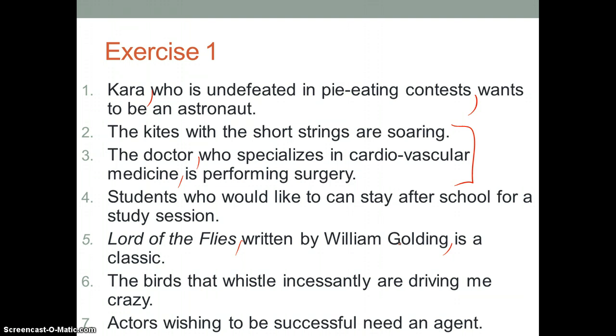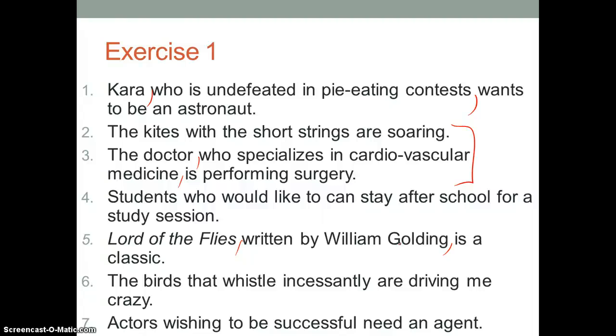Number 6, the birds that whistle incessantly are driving me crazy. I probably read that as telling me which birds. Oh, the birds that whistle incessantly are driving me crazy, not all the other birds. But again, if you read it as the birds, that whistle incessantly, are driving me crazy, just giving bonus information, you might have chosen to put commas there.